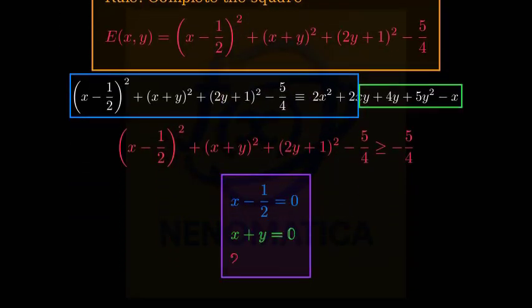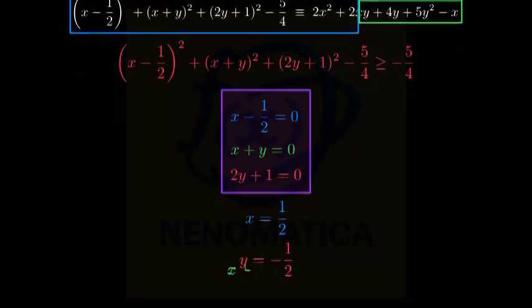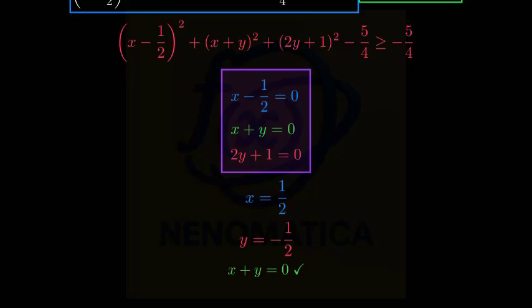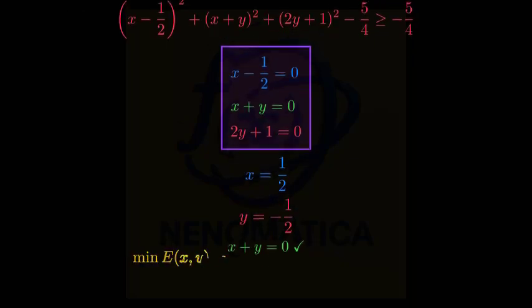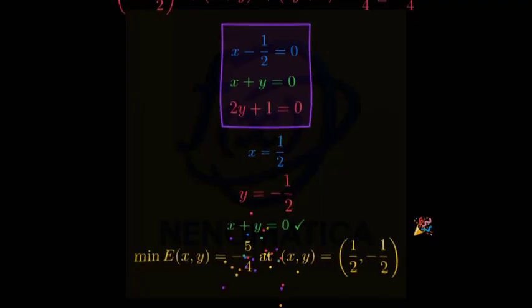The minimum happens when all 3 squares are 0: x minus 1/2 equals 0, x plus y equals 0, and 2y plus 1 equals 0. From x minus 1/2 equals 0, we get x equals 1/2. From 2y plus 1 equals 0, we get y equals -1/2. Notice that x plus y equals 0 is automatically satisfied by these values. Therefore, the minimum value is -5/4, achieved at x equals 1/2 and y equals -1/2.